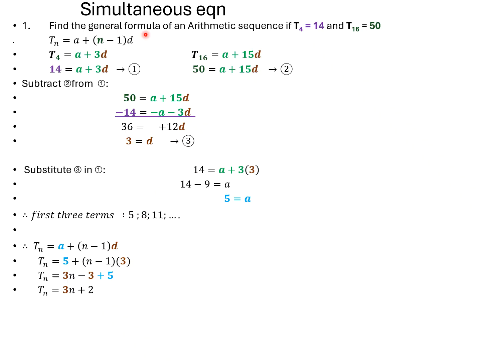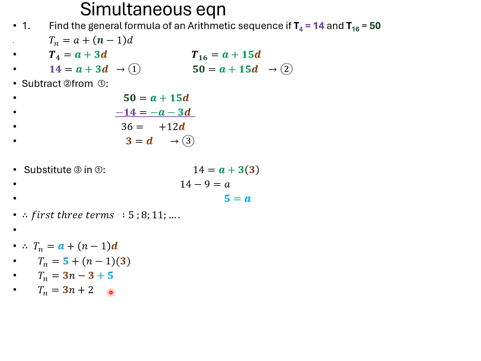They want the general formula, so to find the general formula, I'm going to have Tn equal a plus n minus 1 times d. A was 5, d was 3, 3 times n gives me 3n, 3 times minus 1 gives me negative 3, plus 5. So 5 minus 3 becomes plus 2, so my formula is Tn equals 3n plus 2.